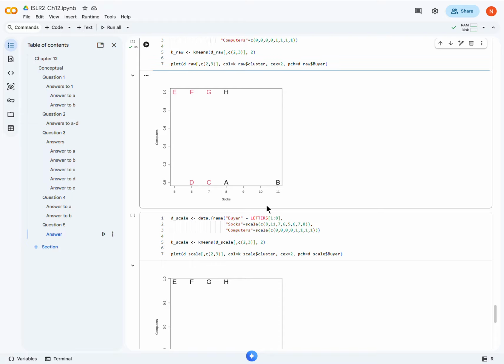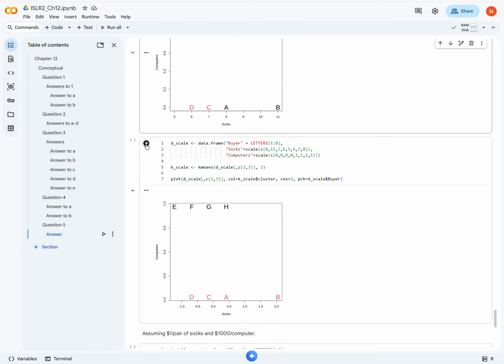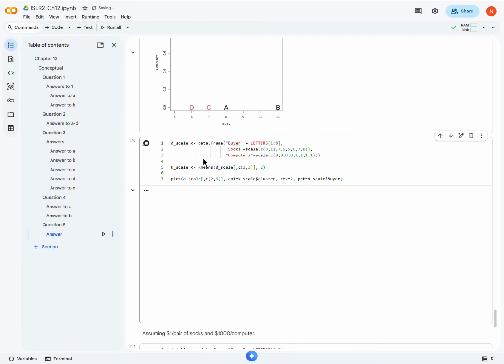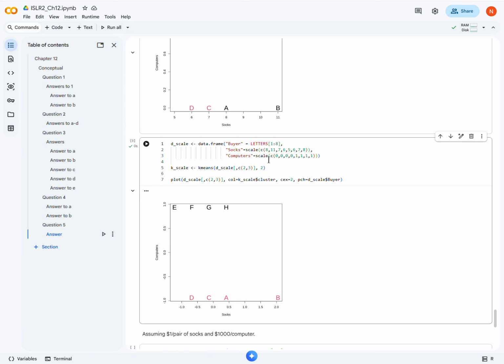And so when we run that, we get this. Again, I've already ran these, but I guess just for replication. So that's what we see here, right? So now we see that the demarcation is from top and bottom along the y-axis, and the y-axis here is computers.